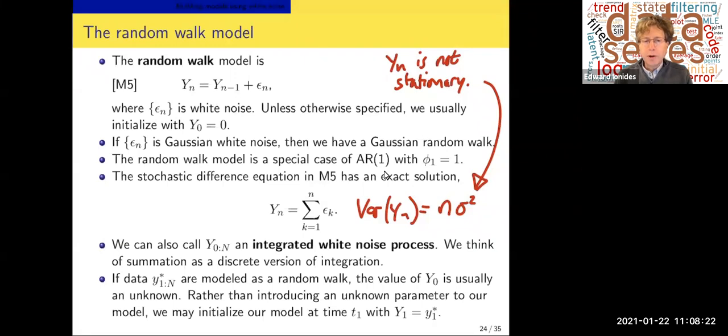If the data are modeled as a random walk, the value of y0 is usually not known. And rather than introducing an unknown parameter to our model, we may initialize our model at time t1 with y1 equals just the data point y1 star. And that simplifies matters.